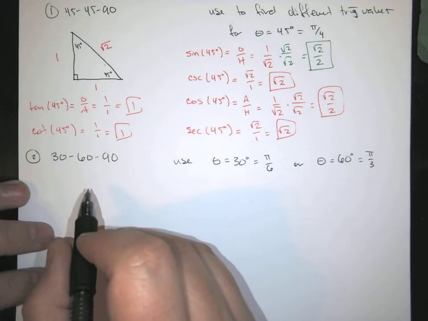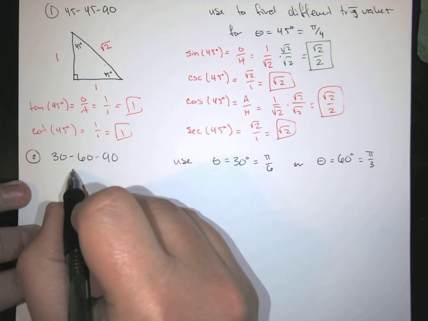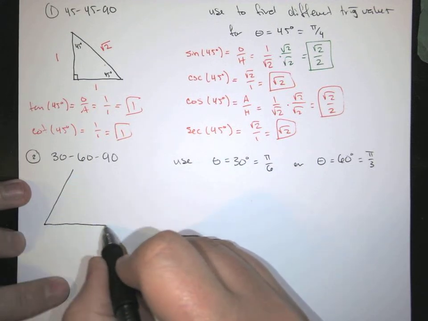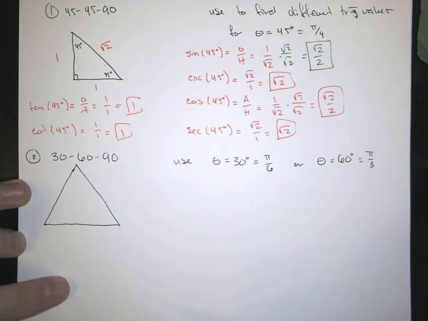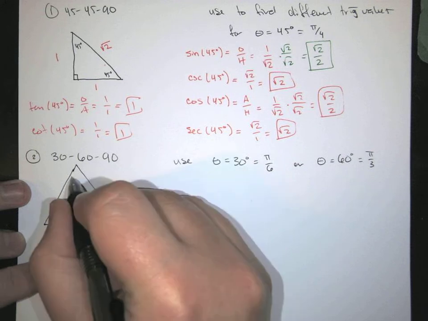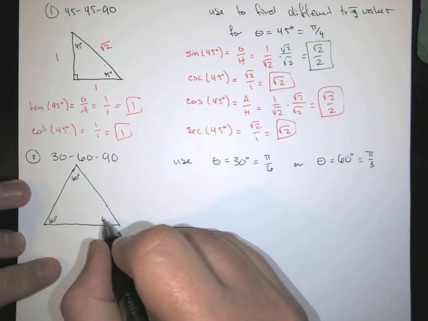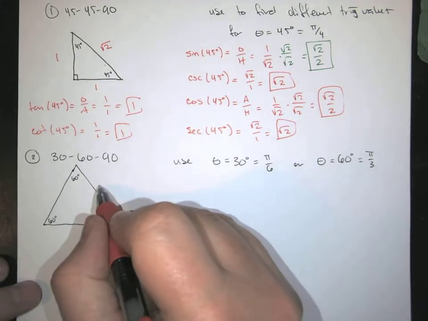30, 60, 90, I'll do a little bit of a breakdown. What we would do to get a 30, 60, 90 is start with an equilateral triangle. So that's the angles and the sides are all equal. So that would be 60, 60, 60. And what we're going to do is use side length 2.